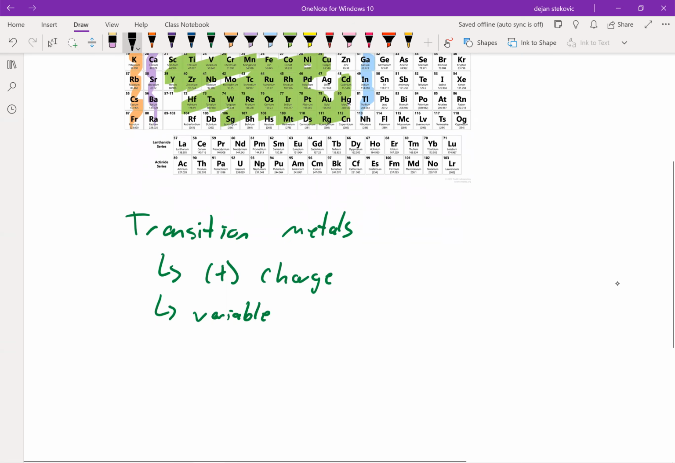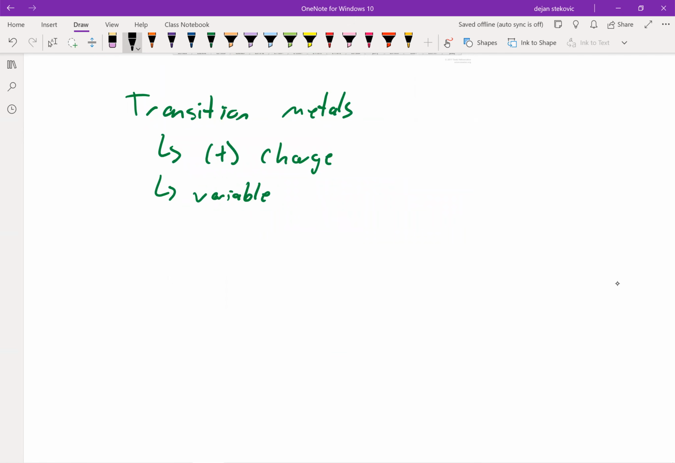And so how do we know the charge of our metals if they can be variable? What we have to do is take a look at the formula of the compound. For example, CuCl2. The first thing that we note is that all of these compounds have no net charge. The overall molecule or the compound is neutral. So their charges have to sum up and cancel out with one another.